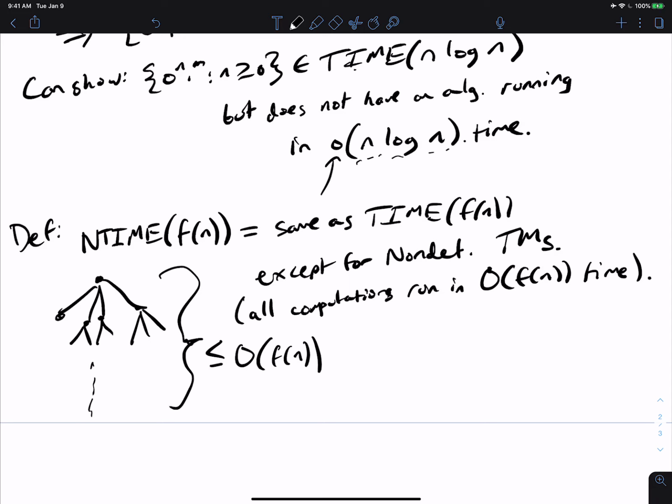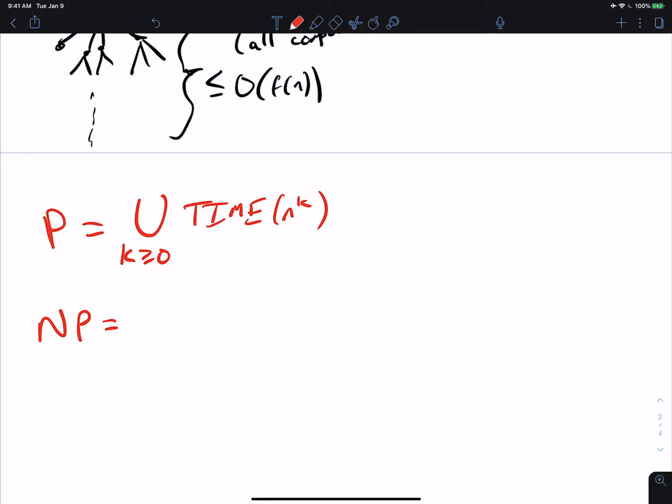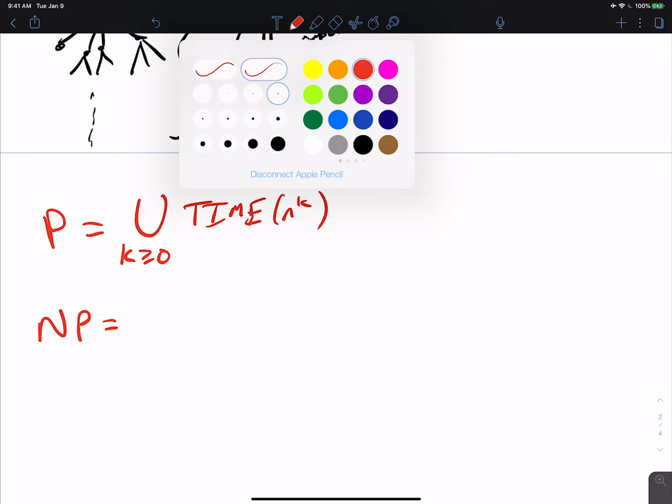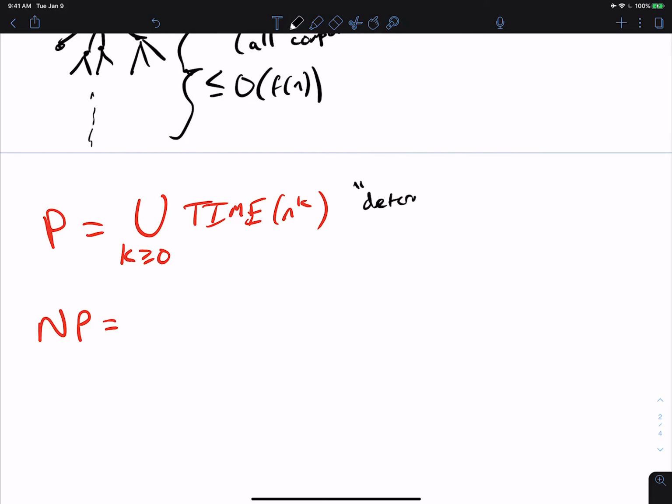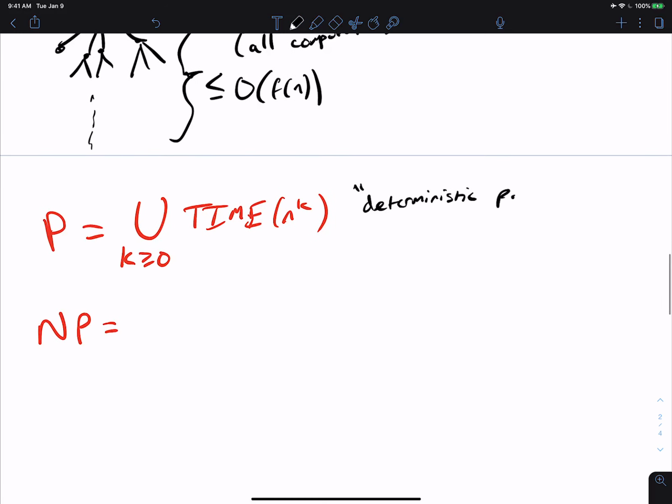Okay, and what are we going to talk about here? Well, the two main stars of the show are going to be, so I'm going to put them in red, P and NP. So what is P? This is the union over k at least 0 of TIME n to the k. So in some sense, the P class represents deterministic polynomial time. Man, I butchered that handwriting. Let's try again. Polynomial time. And you may guess what the NP class is then going to be. It's the same thing, but for NTIME.